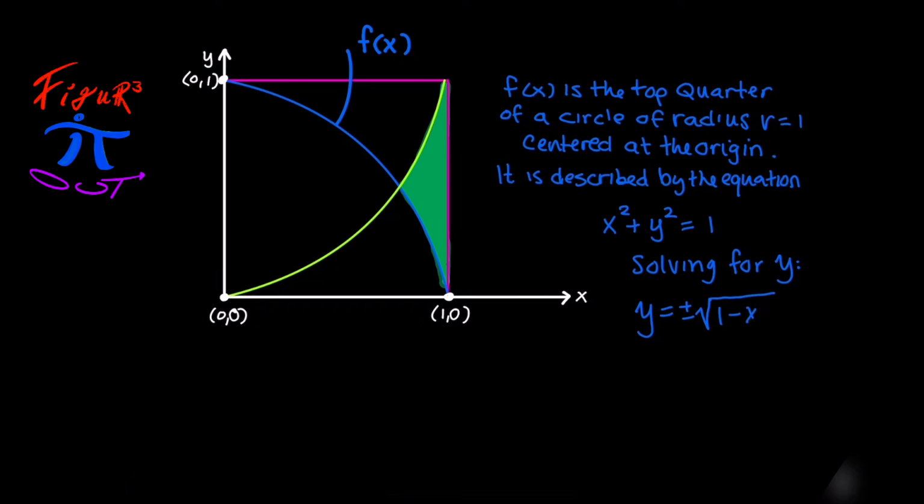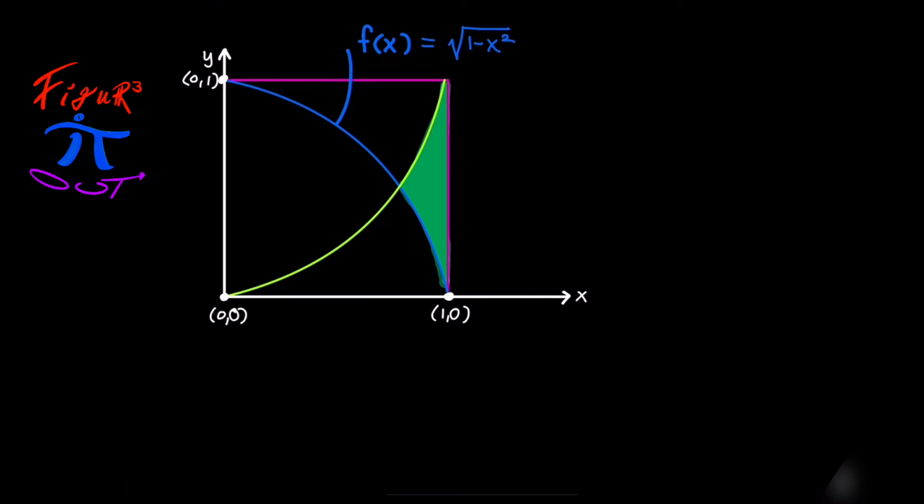And solving this equation for y, we get two equations, actually two functions, a top and a bottom to a circle. The positive square root will give us the top of the circle, which is what we're interested in. So f of x is the positive square root of 1 minus x squared.